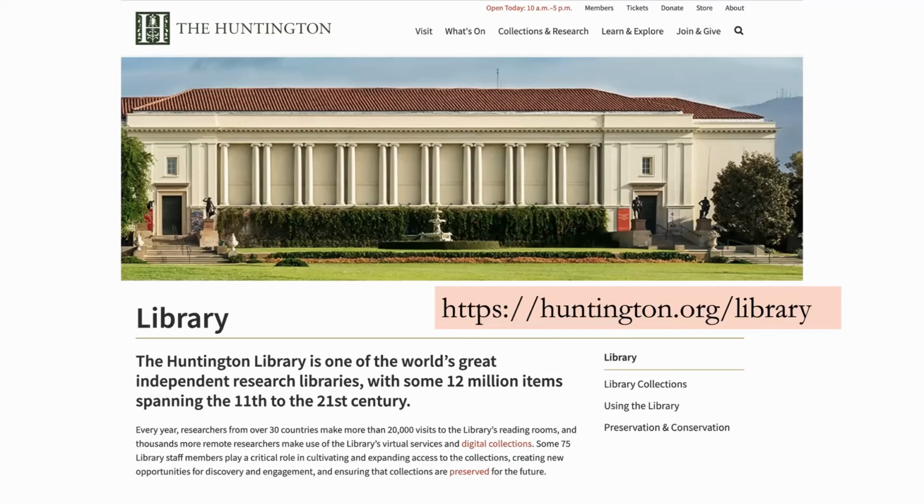Unfortunately, right now, Los Angeles is probably under siege from the fires, but the Huntington is still in existence and still outside of the fires.